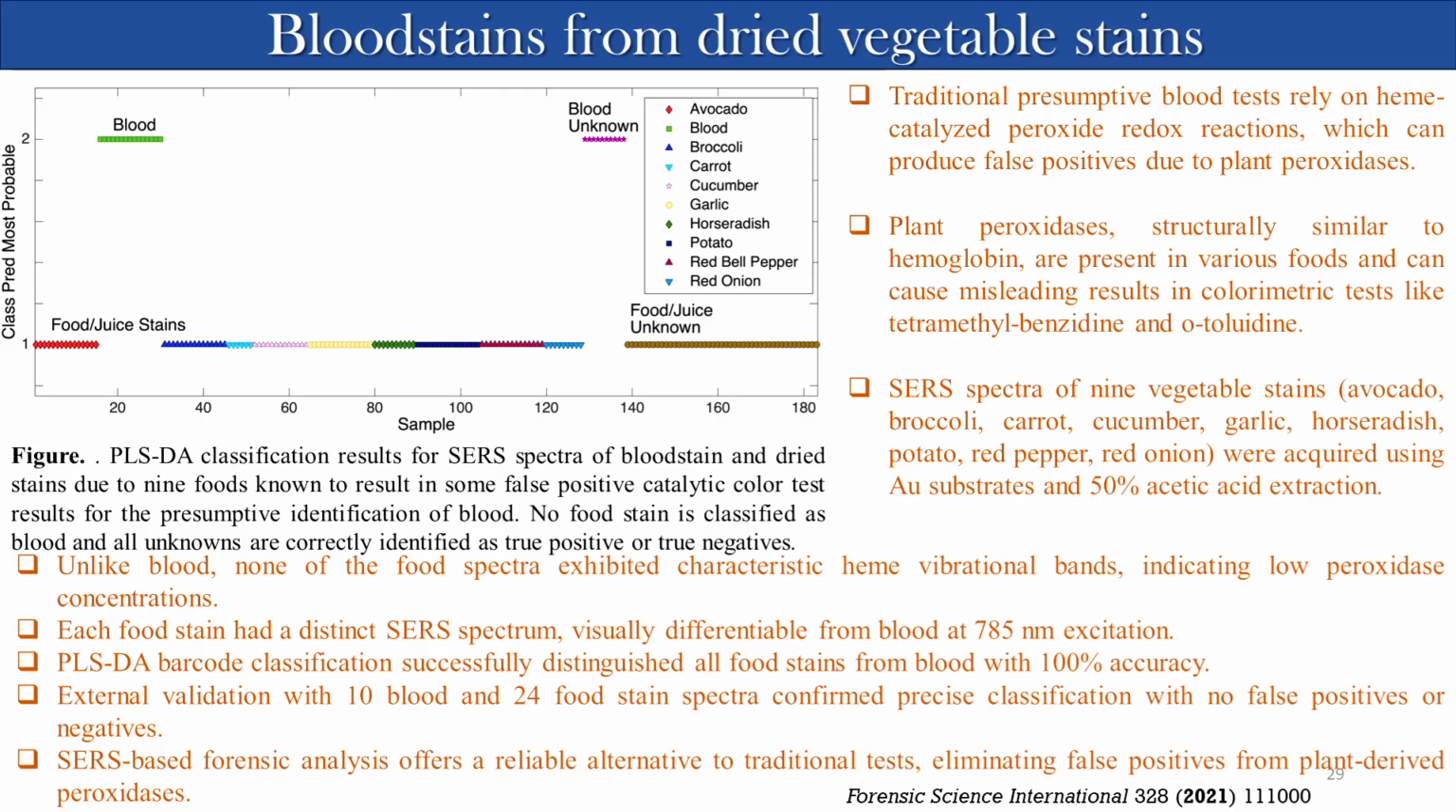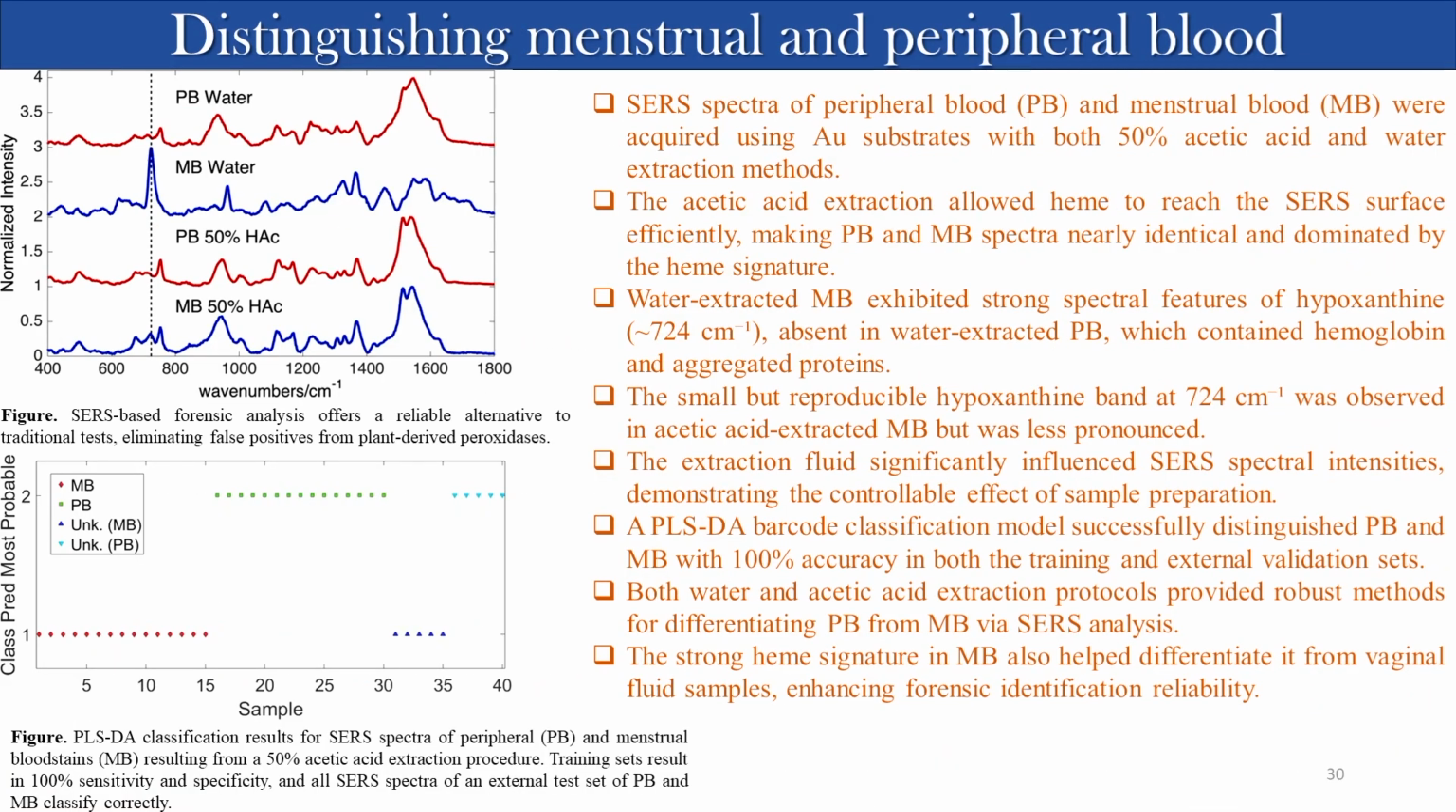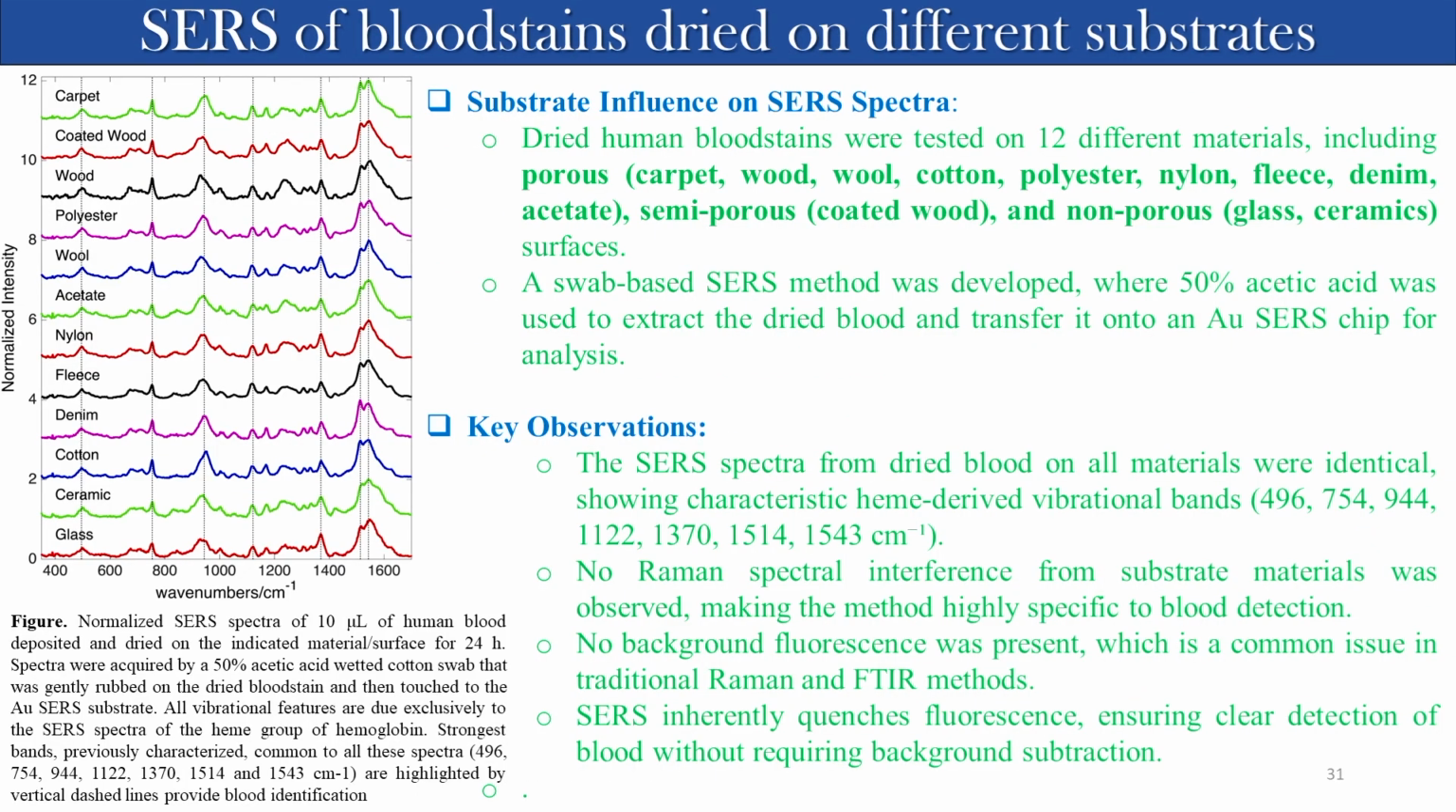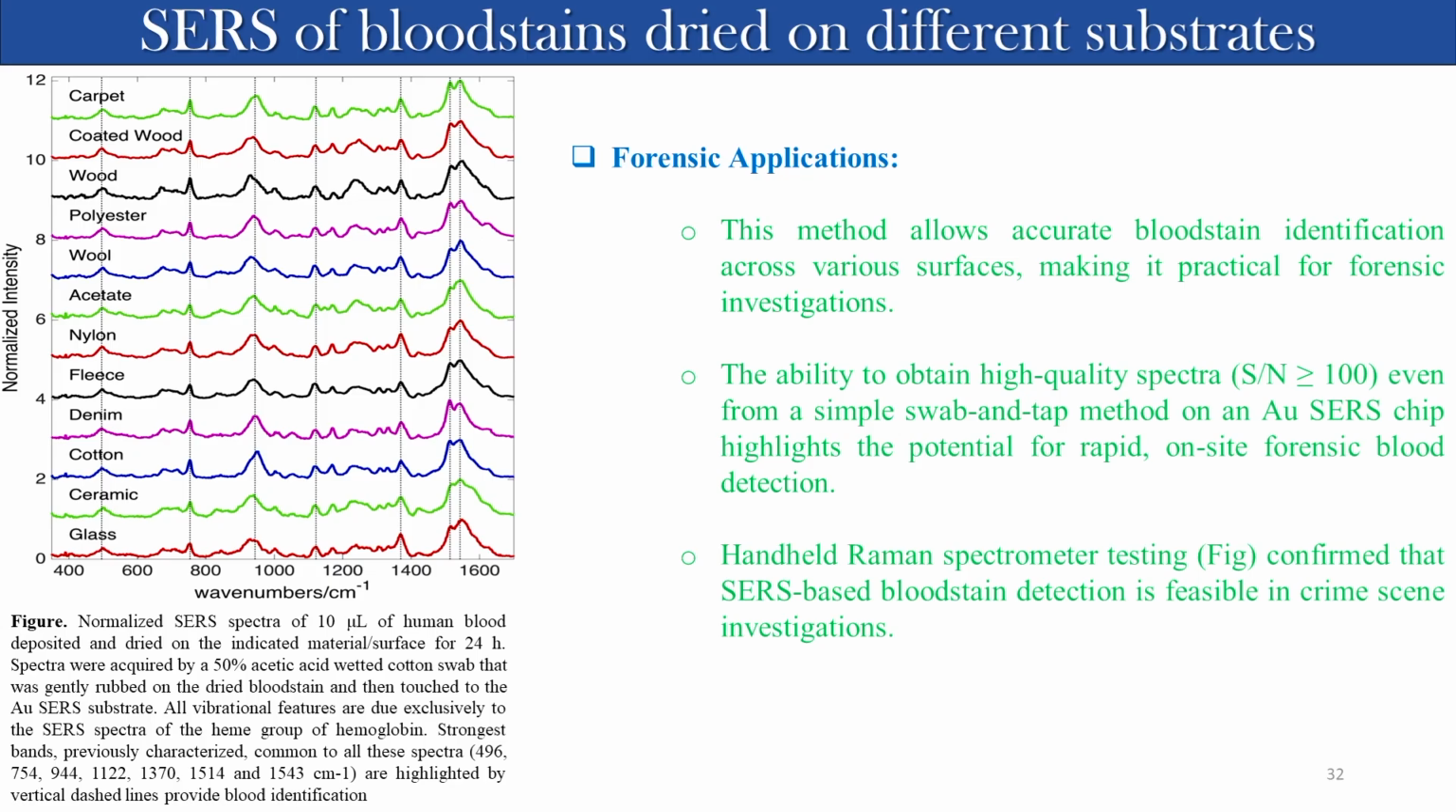So if it is a vegetable stain, that also can be identified from the blood. So this is distinguishing the menstrual and peripheral blood. I have told you this one. They have studied this in different substrates. If the blood is on carpet or wood or polyester, imagine, so many studies are there for this purpose, and only then can one use it for real field analysis.